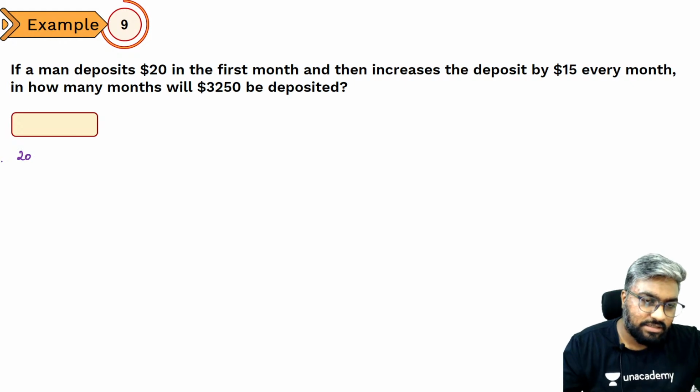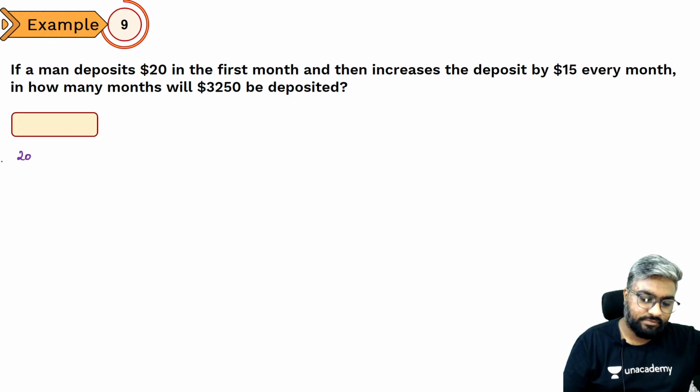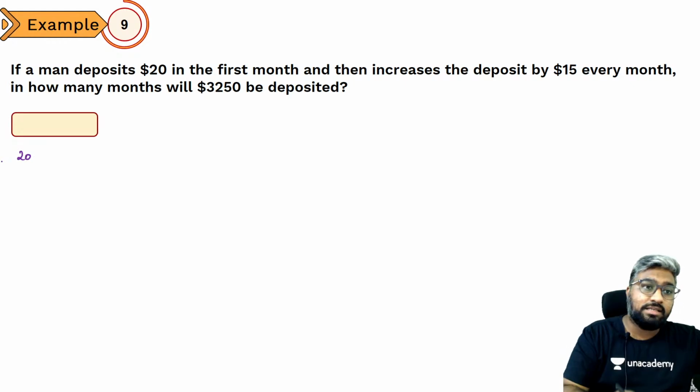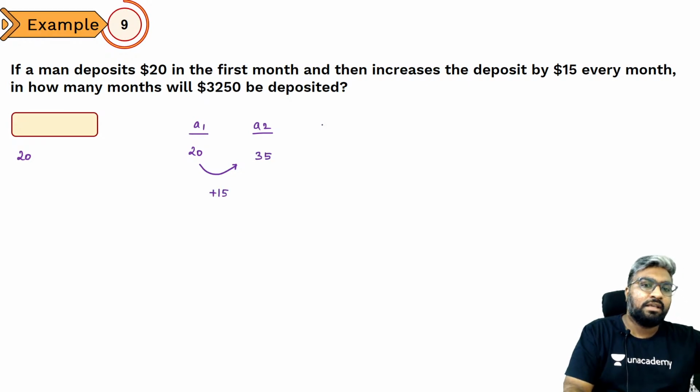Avyav says the answer is 20. So consider it this way: in the first month he deposits $20. In the second month, what does he do? He increases the deposit by $15. So in the second month he adds $15 extra, making it 35. In the third month another $15, which is 50, and so on.